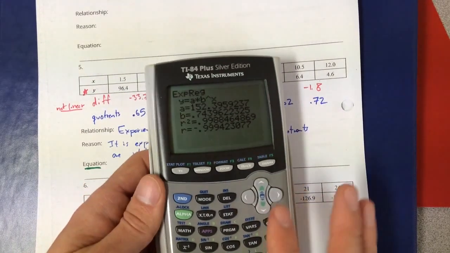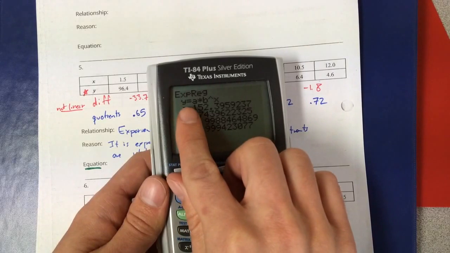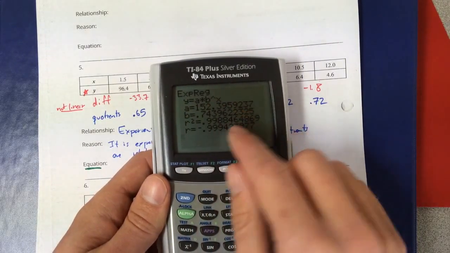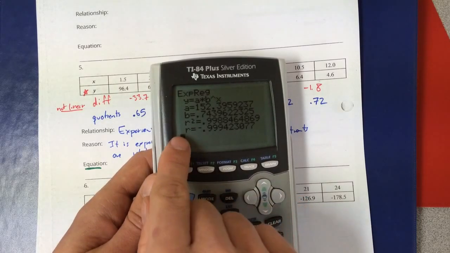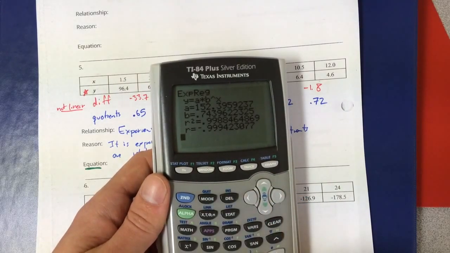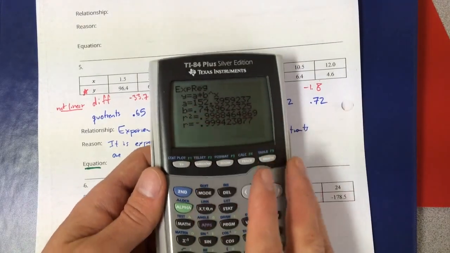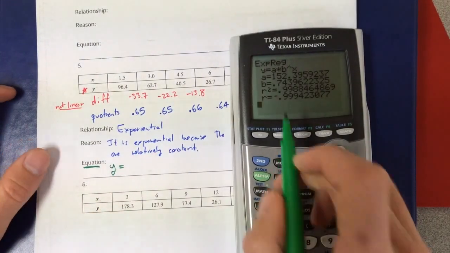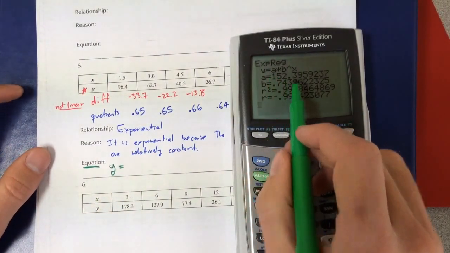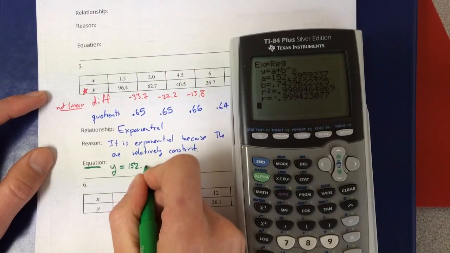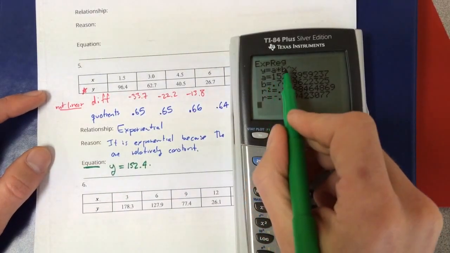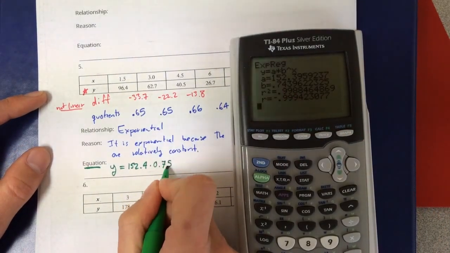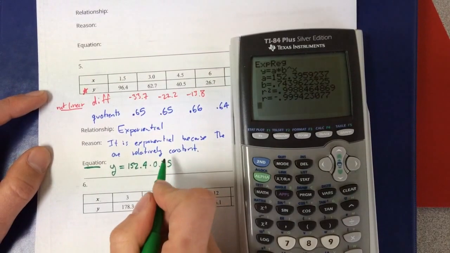Okay. Now what this tells me is that the equation is exponential. It's y equals a times b to the x power. And then further, here are the a and b values. For now, don't worry about r squared and r if your calculator prints those out. You might talk about those sometime in statistics in the future. So a and b, I'm going to take this, write the equation. This means that I have y equals a, and a is 152.4, times b, b is 0.75, and I'm raising that to the x power.